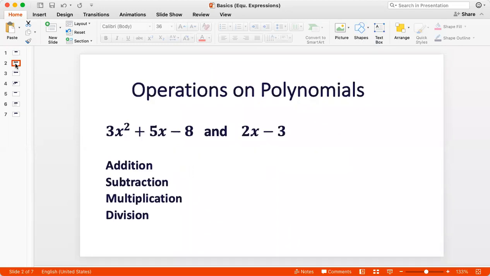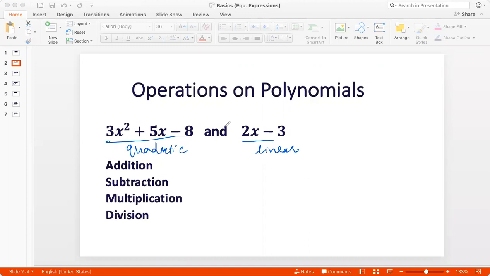So let's begin. The first thing that you need to be comfortable with is operations on polynomials. A polynomial is an expression of a certain degree. So for example, here I have a quadratic polynomial and here is a linear polynomial. So I should be able to add, subtract, multiply, and divide any two polynomials.